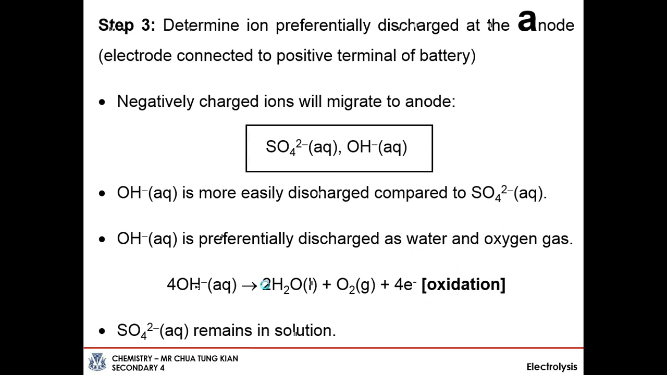Okay, let's move on to the anode. So anode, it's pretty simple. There are two ions here, SO4 2- and OH-. So SO4 2- is way high in the series, OH- way at the bottom. So OH- will always be preferentially discharged compared to SO4 2-. And we get H2O and O2 gas. So SO4 2- remains in the solution.